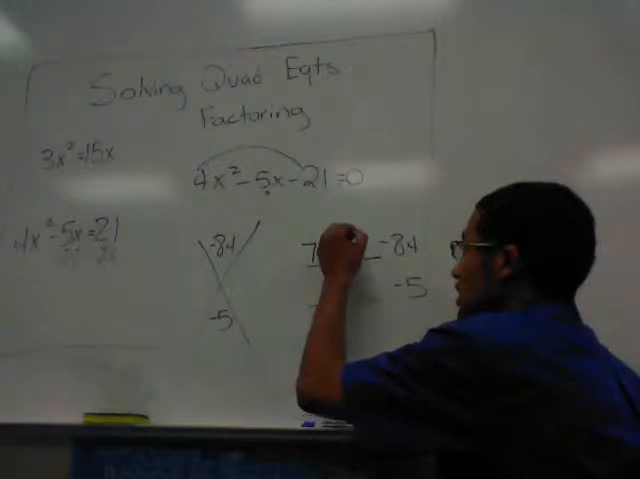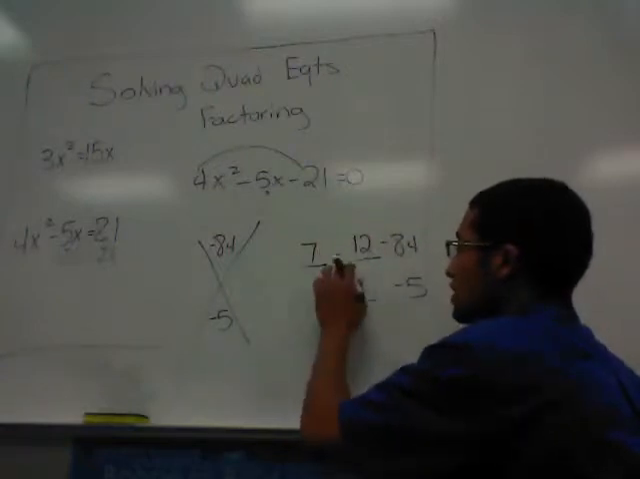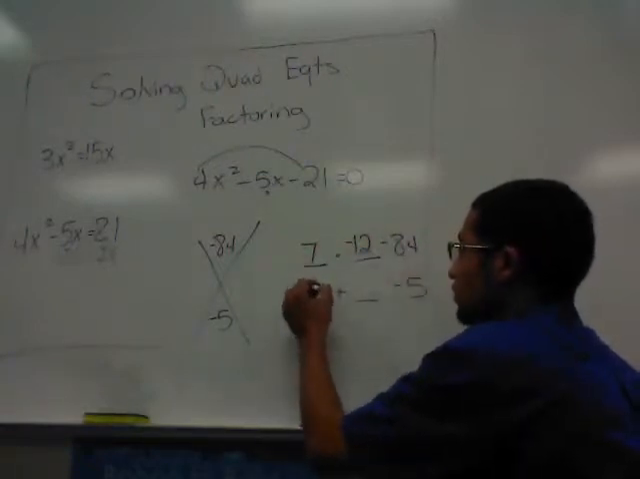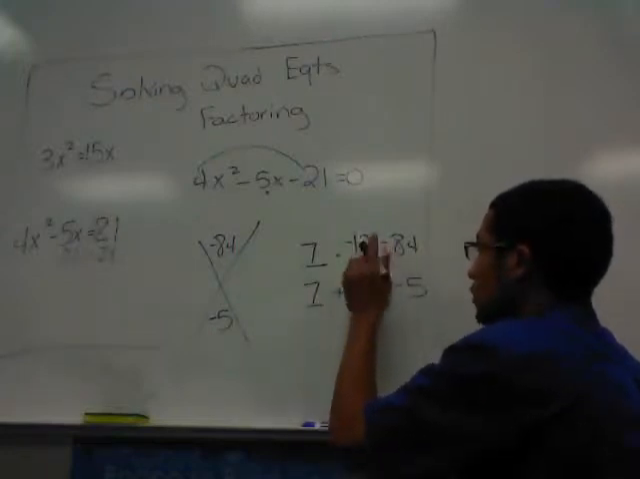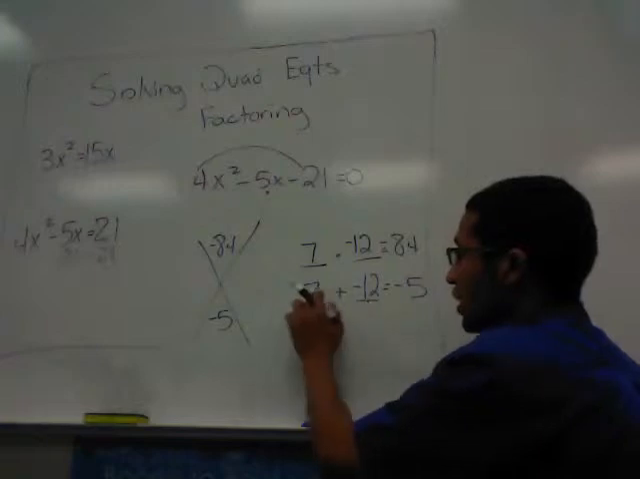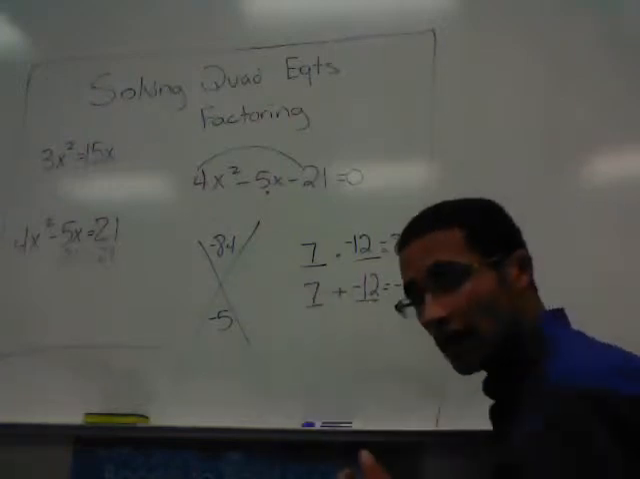You're going to use 7 and 12. Because 7 times 12 is 84. And if you put the negative on the 12, you'll get a negative 5 when you add them. Now again, you can try negative 7 plus 12, but you won't get a negative 5.